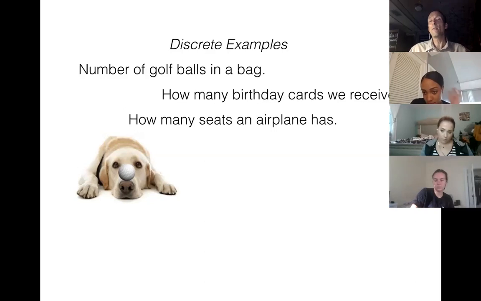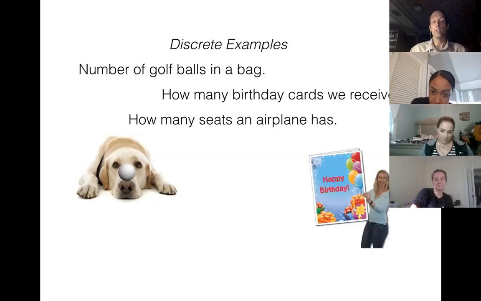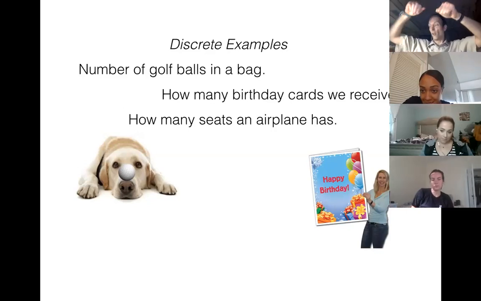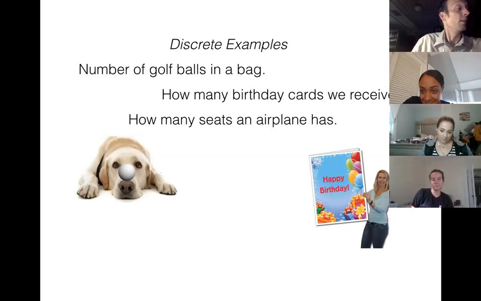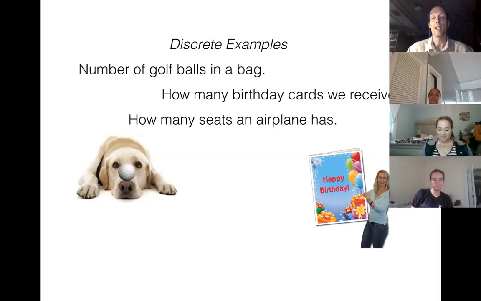Does anybody have a birthday this month? Okay, just wondered. How many birthday cards you get would be discrete. If we open the mailbox and get birthday cards, can we count how many we got? We sure can. Can you get a fourth of a birthday card? Would a friend rip your birthday card in half and send you half of it? Do people do that? No, of course not. Well, maybe they do, but they're not going to be your friend for very long. So that would be discrete.